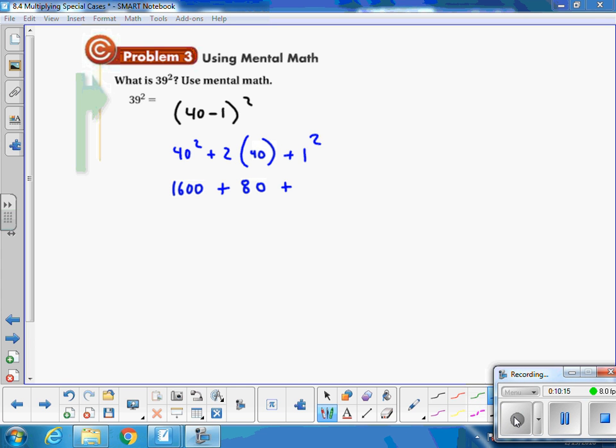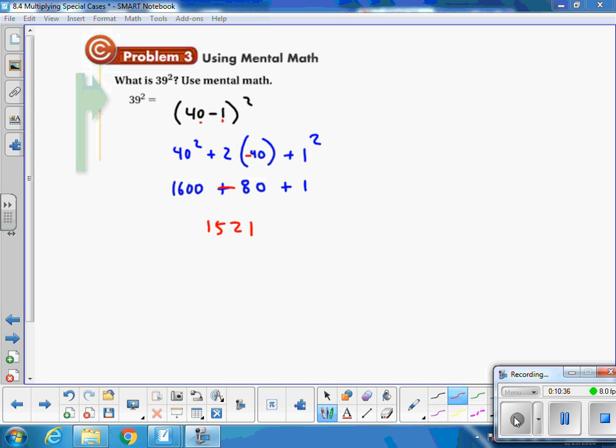Something has gone awry. Let me see if I can figure out what that is. Right here. Oh, the product. There it is. Like this should be going down. So the product of 40 times 1, there's my negative, and there's my negative. There we go. And then if I combine all these different pieces together, I can see that I've got 1521.